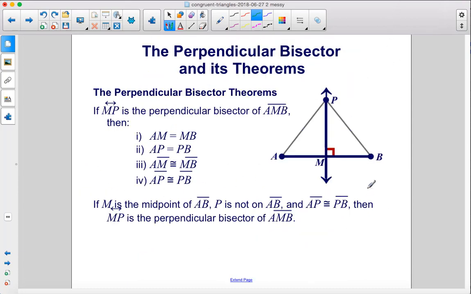In summary, if MP is the perpendicular bisector of AB, then AM equals MB, AP equals PB, AM is congruent to MB, and AP is congruent to PB. If M is the midpoint of AB, and P is not on AB, and AP is congruent to PB, then MP is the perpendicular bisector of AB.